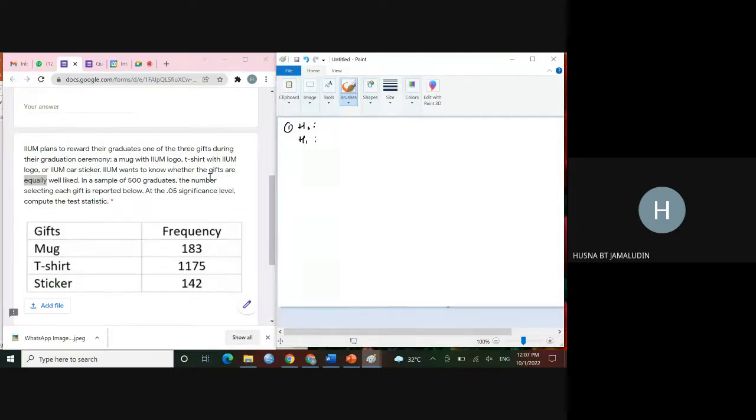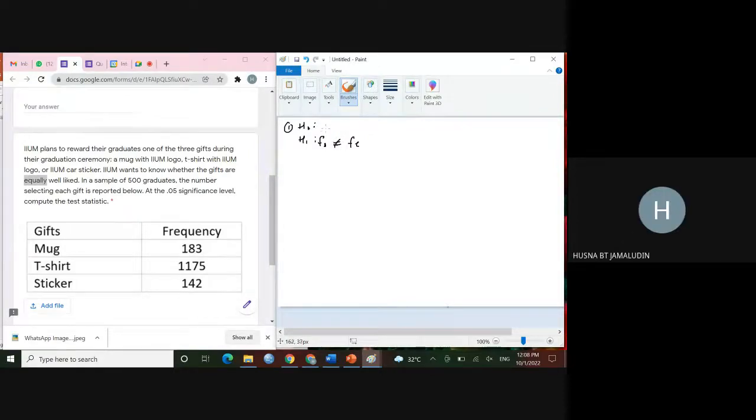IUM wants to know whether the gifts are equally well liked. So how to write it? For H1, F observed is not equal to the frequency estimate. For H0, F observed equals FE. So you can write H1 as the observed one not equal to the expected one. Is that what you want to say? Yes. Okay, you can write it this way.